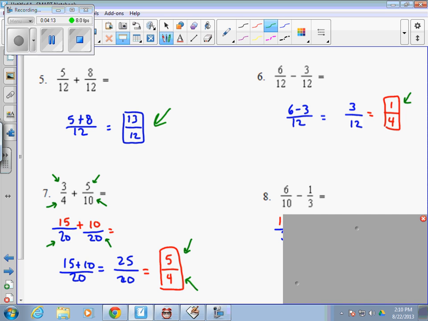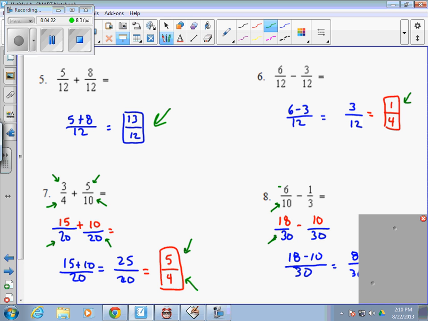For number 8, again, you don't have common denominators. The smallest number they both go into is the number 30. Ask yourself, what do I have to multiply 10 by to get 30? 3 comes to mind, so multiply 6 by the same 3. So 6 times 3 is 18.